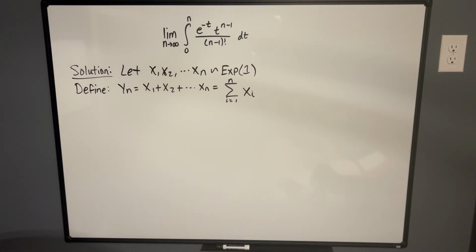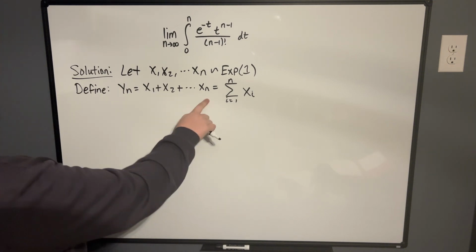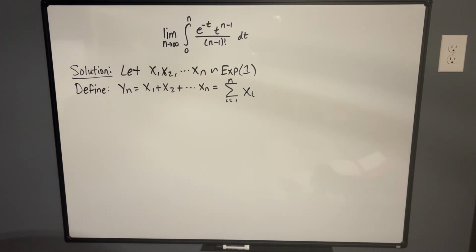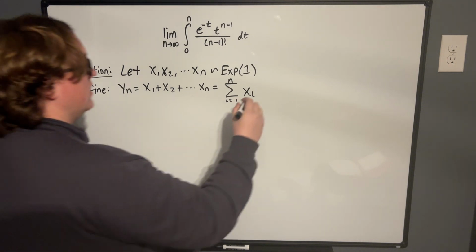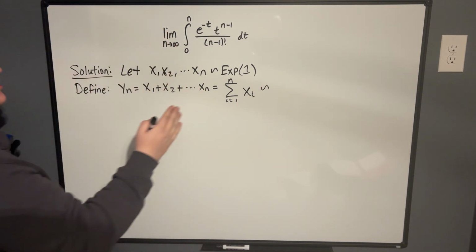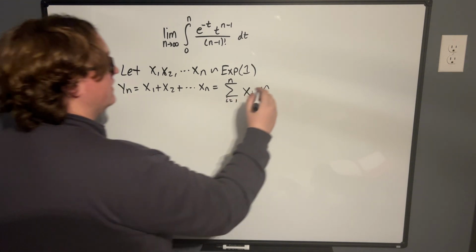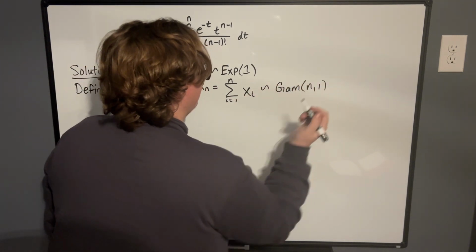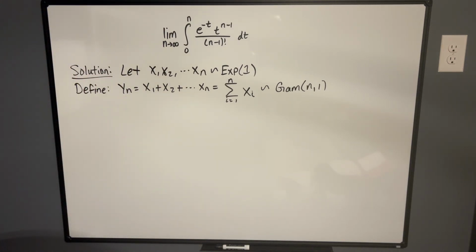What I'm about to tell you can be derived using moment generating functions, but we're not going to do that in this video. What's important right now, and we'll just treat it as a fact, is that the sum of these exponential random variables can be rewritten as a gamma distribution. When we have n exponential terms with parameter 1, the sum follows a gamma distribution with parameters n and 1. That's going to be really important because we need that distribution function to do this integral.